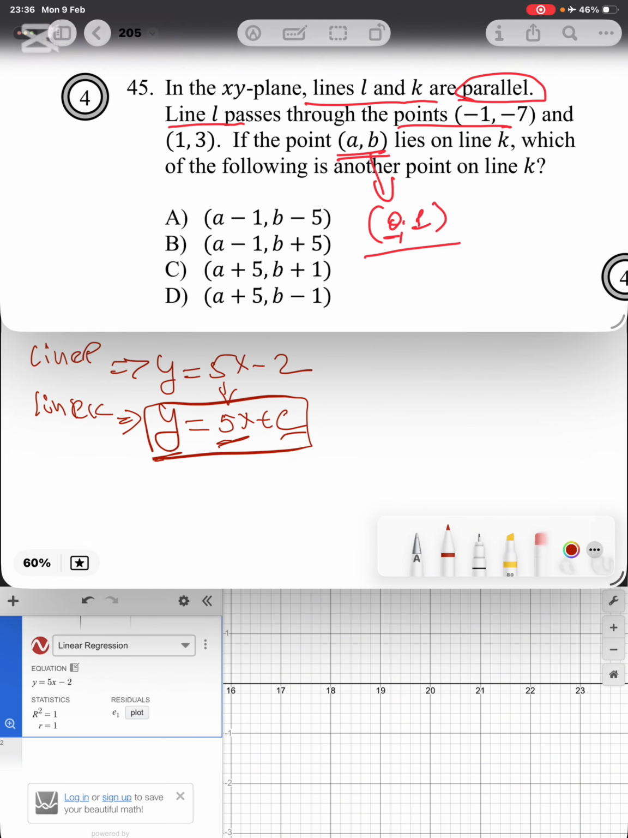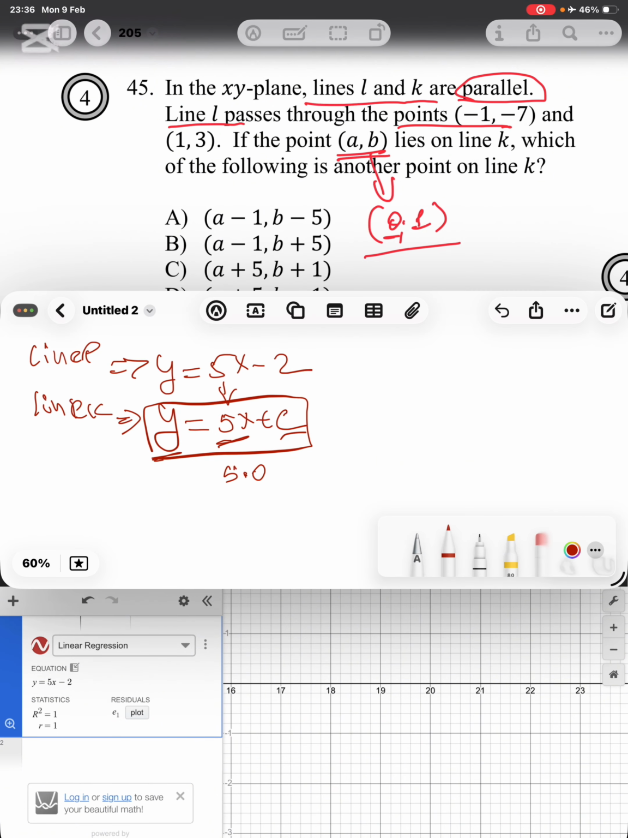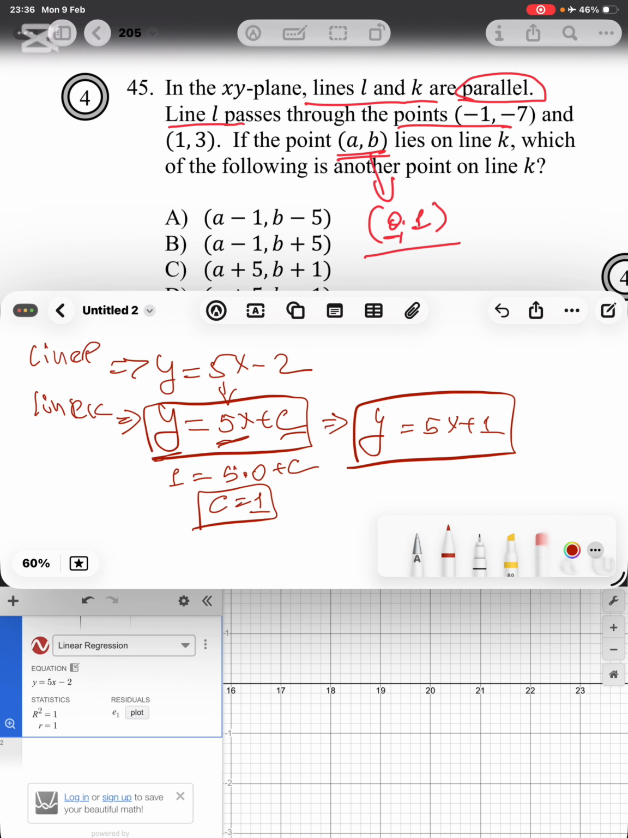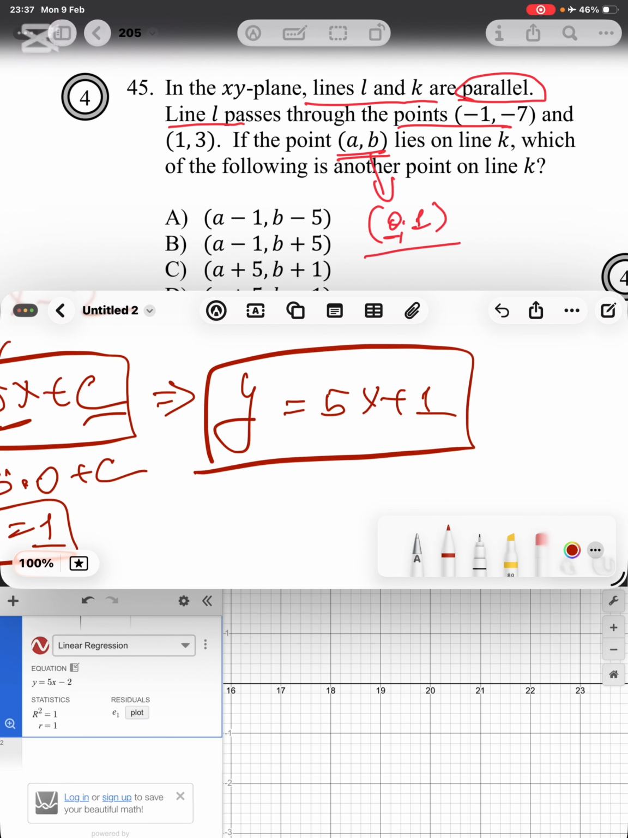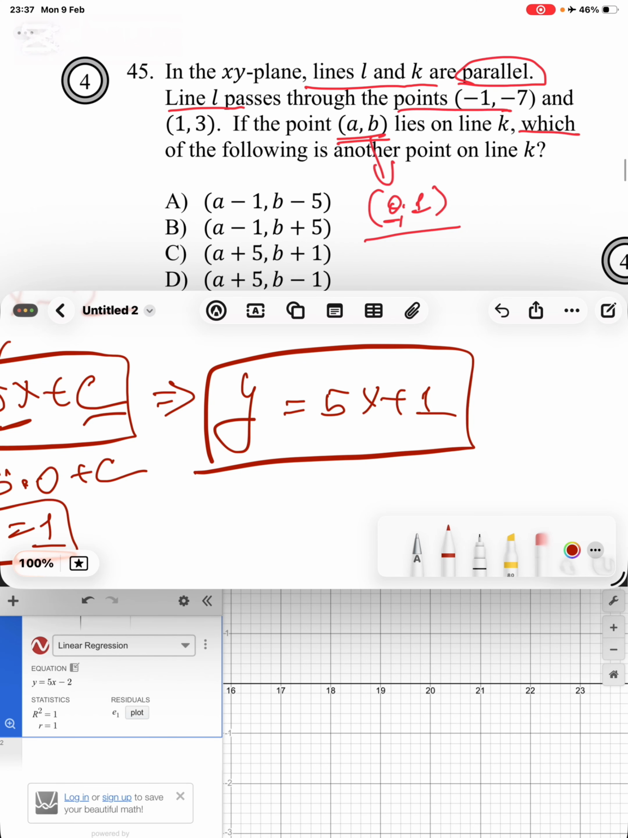So x is 0, 5 multiplied by 0, and y is 1, so 1 equals 0 plus C. So you know the value of C is going to be 1 then. And after that, the equation of this expression is going to be 5x plus 1. And at this point, what do I have to do? It says, which of the following is another point of line K?